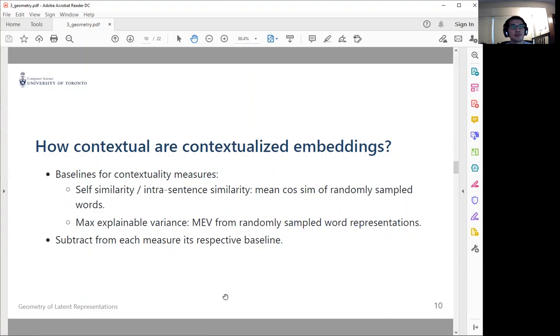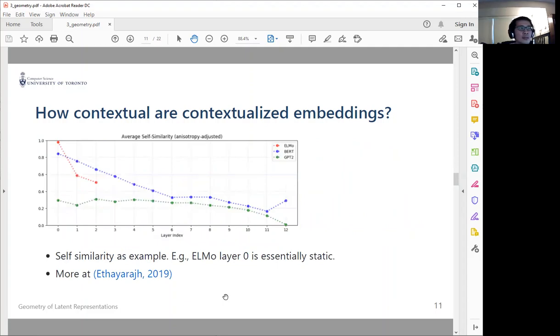And similarly, they also introduced the maximum explainable variance of randomly sampled word representations as the baseline for the MEV scores. So they subtract from each measure its respective baseline. After the adjustment, they found that the average self-similarity is in general decreasing, except for the last layer of BERT.